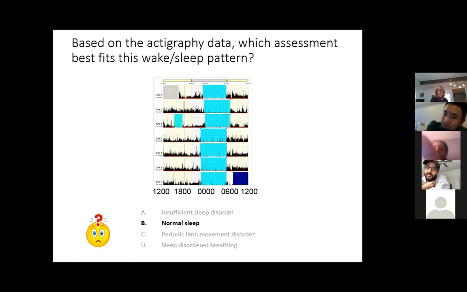So would option C and D ever be correct on actigraphy? No, I put them as bad choices. If you see them, throw them out. I specifically did that because what did I tell you in the beginning? What can you not diagnose with actigraphy? PLMD and sleep disordered breathing. Right. Yes. There's a method to my madness here. Okay, more fun? Want to have more fun?